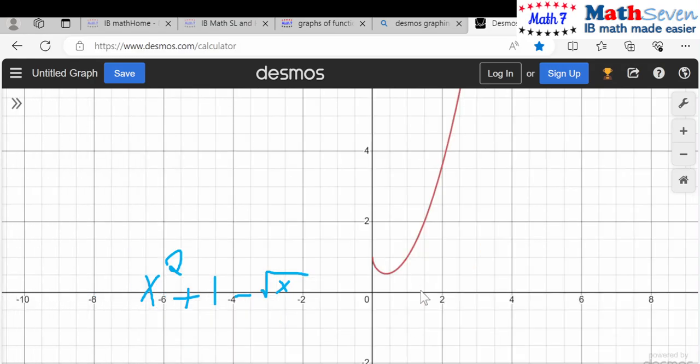This is the graph of, and we have a similar question from before. This is how it looks. Okay, you just simply put it here.